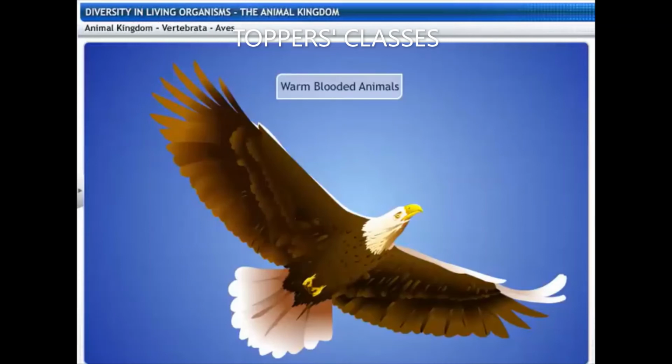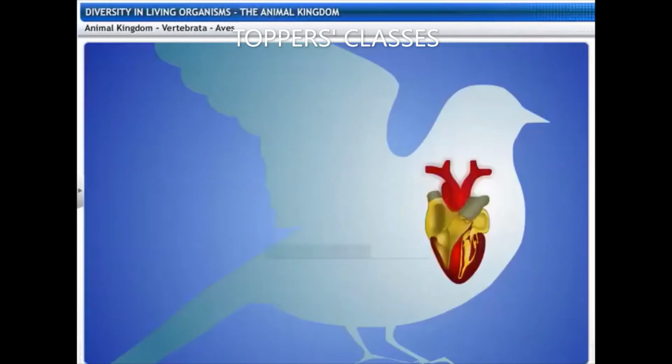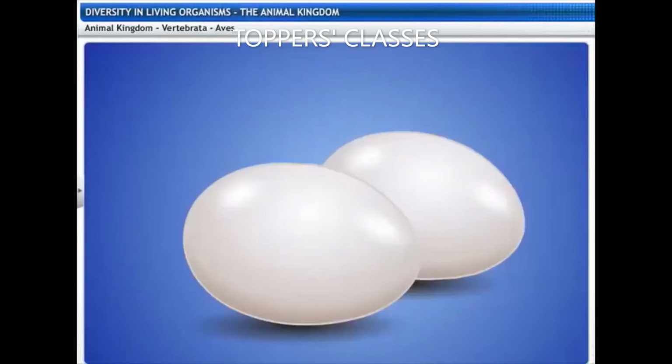Birds are warm-blooded animals and are arboreal in habitat. Birds breathe through their lungs and have 4-chambered hearts. Aves are also egg-laying animals.